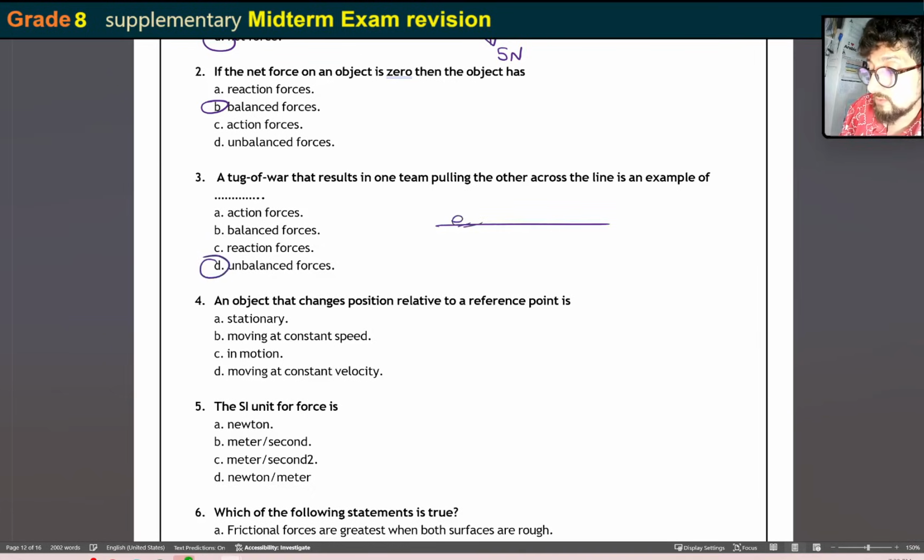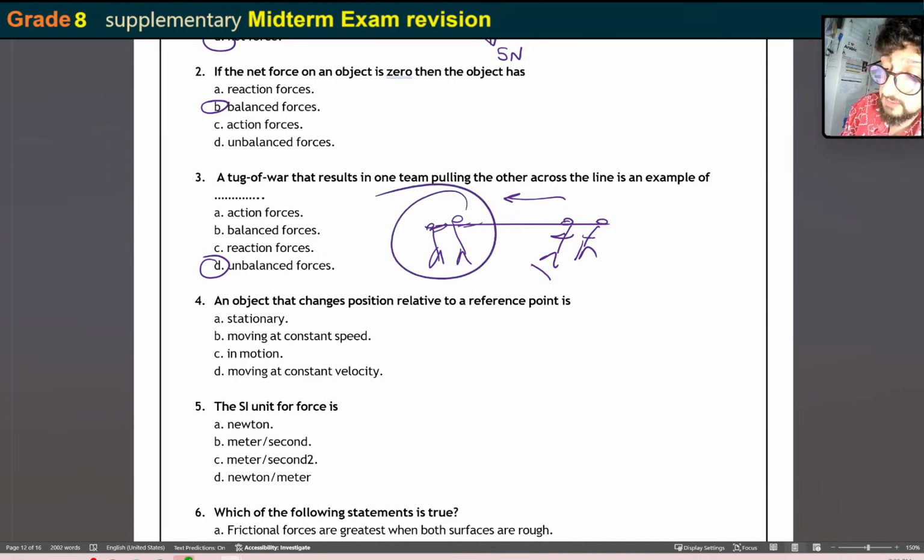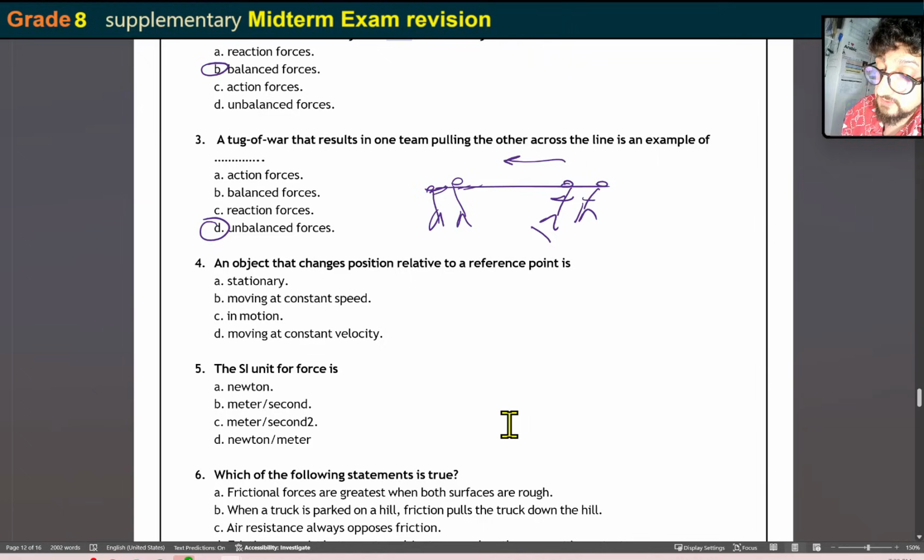If one team is pulling this way and one team is pulling this way, but this team has gone past the line, so that is an unbalanced force because these guys are pulling with a stronger force. An object that changes position relative to a reference point is in motion. That's the definition of movement.